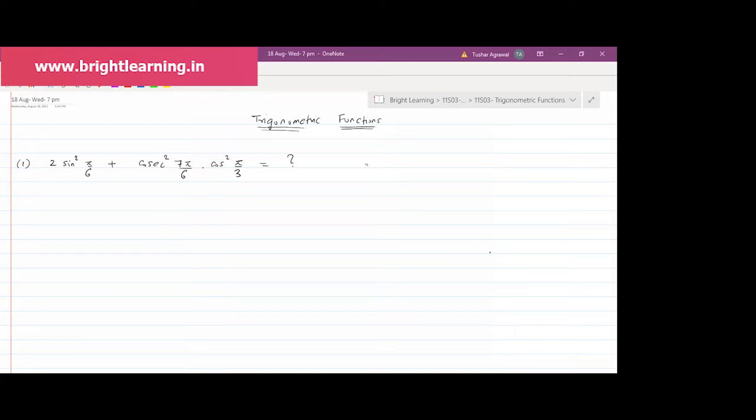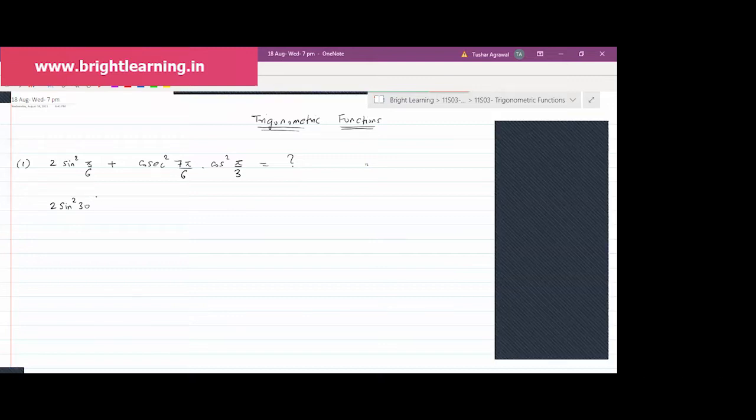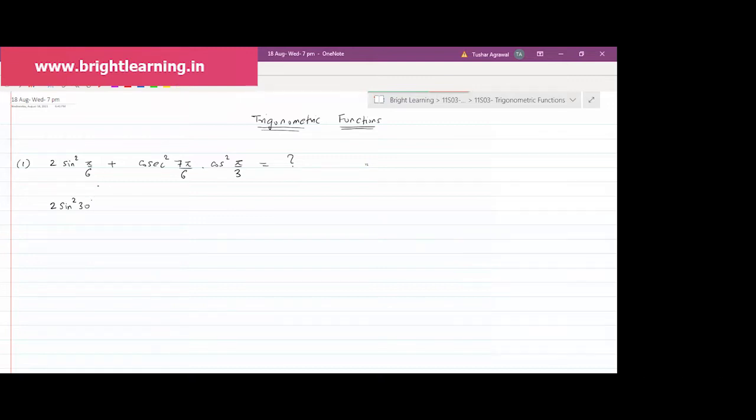See, sine square pi by 6 is just 30 degree. This calculation should be easy, I mean, it should be mental. You should get so comfortable with it that pi by 6 equals 30 degree. This you should get by heart, by practice only. Cos square pi by 3 is actually a 60 degree angle, and cosec square 7 pi by 6.